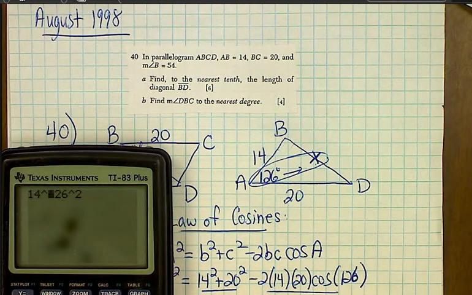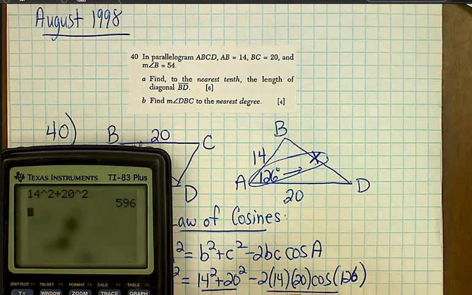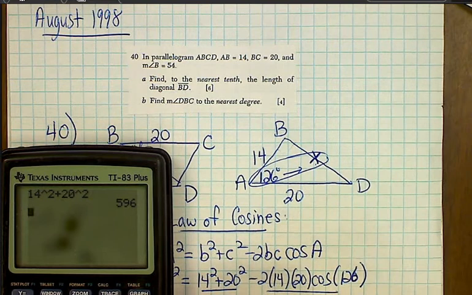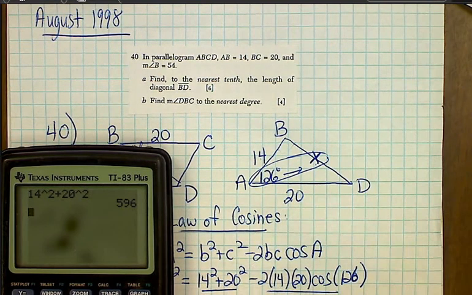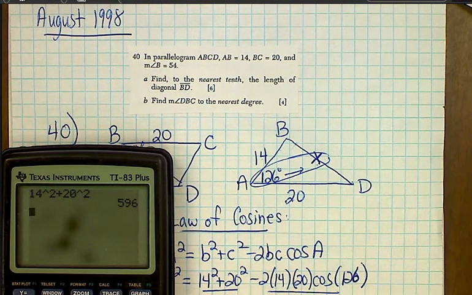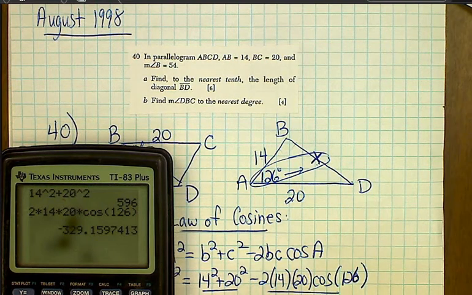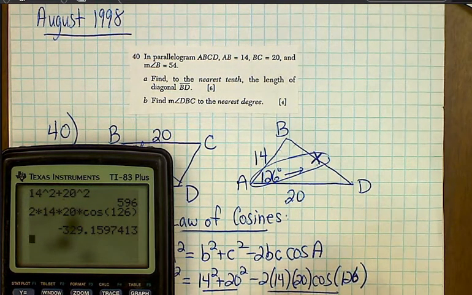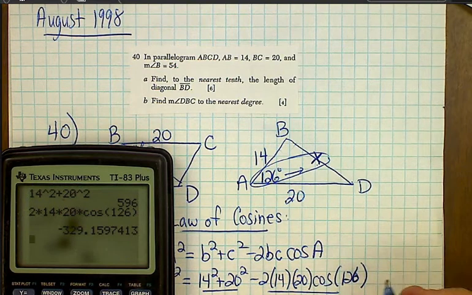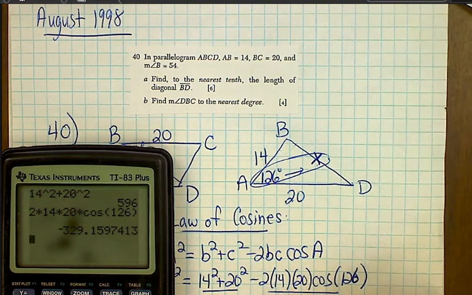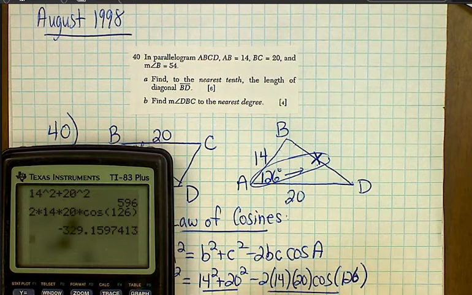14 squared plus 20 squared. We're going to get 596. And this is x squared equals. Then I'm going to drop my minus sign down. 2 times 14 times 20 times the cosine of 126. And that becomes a negative value. Minus 329.4 1 5 9 7. The minus and minus is going to change to a plus.